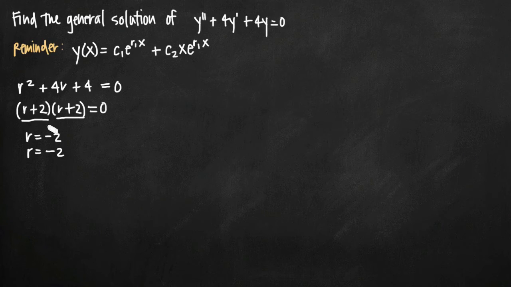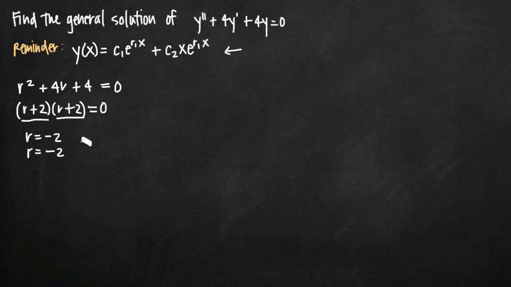Now, in this situation, our roots are equal to one another. We got 2 roots. Both of them are equal to -2. In this situation, we have what's called equal real roots. Our roots are real numbers and they're equal to one another. Because we have equal real roots, that means that we're going to be using the formula that I've written up here.